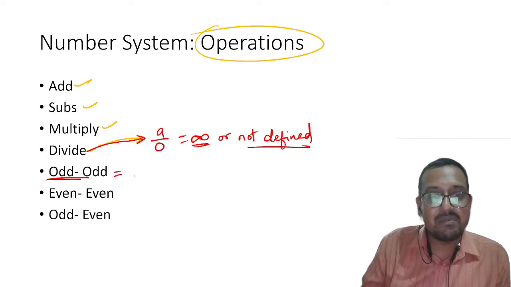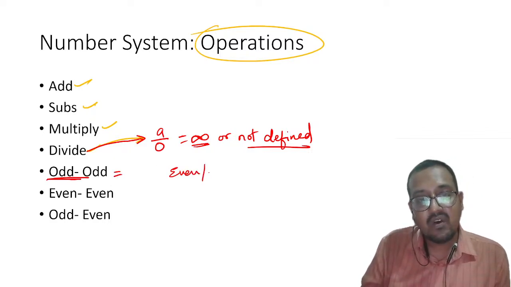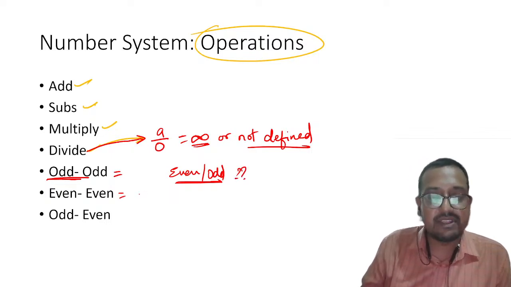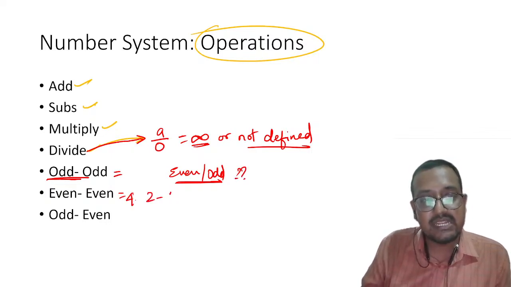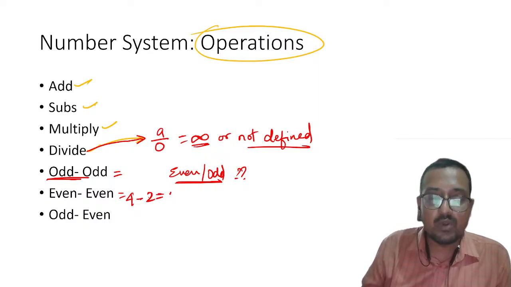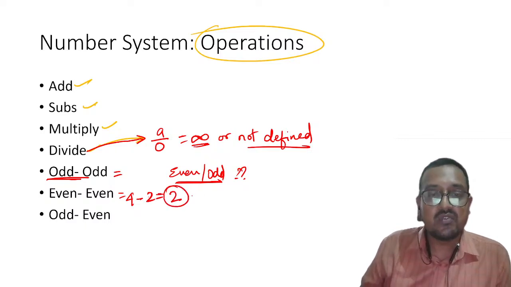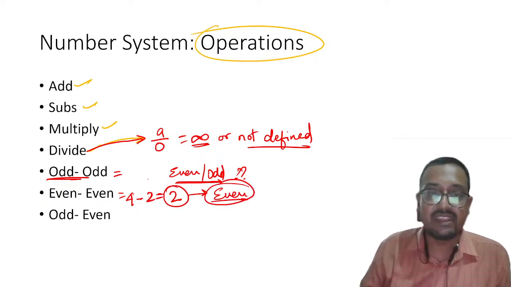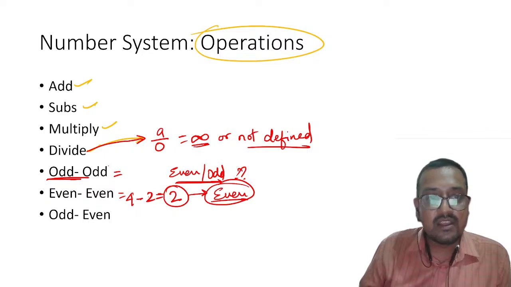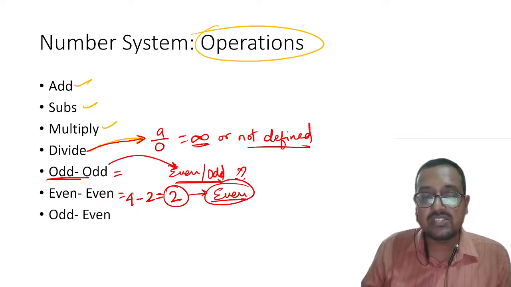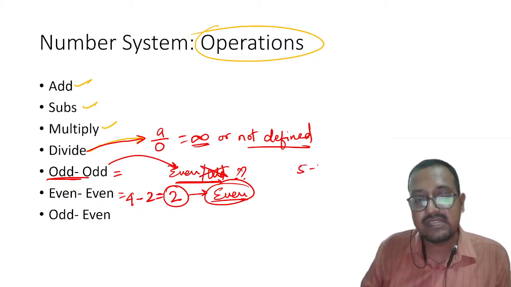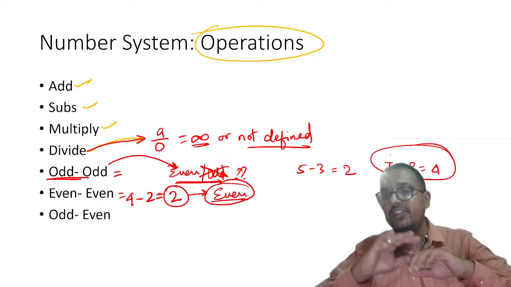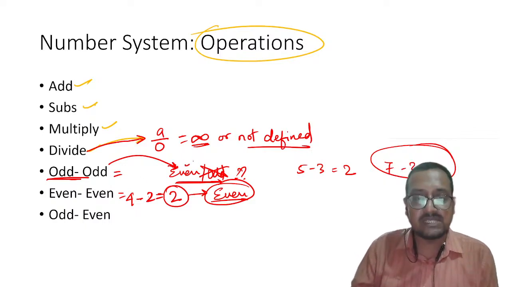Odd minus odd. Can anyone tell me whether it will be even or odd? Be quick to answer. Even minus even, for example, 4 minus 2 will always be 2. If you practice more and more, you will find that it will always be even. Yes, thank you, Abhishek. Odd minus odd is always even. For example, 5 minus 3 is equal to 2, and 7 minus 3 is equal to 4. You can subtract any two odd numbers, and it will always be even.